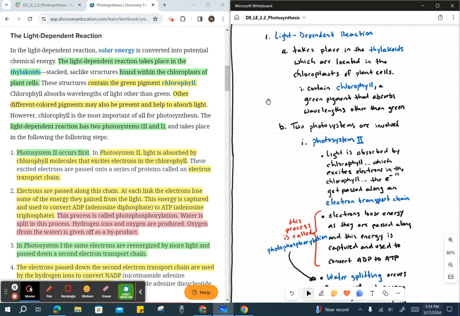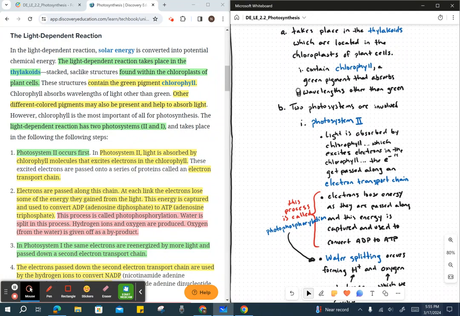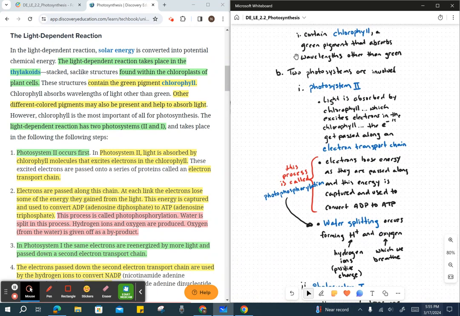You need to take a look at the resources you have on Discovery Education to understand some of these terms. It does take place in stacked-like structures called thylakoids. Okay, and these are located inside chloroplasts of plant cells. It's inside of these that you find a molecule called chlorophyll. And chlorophyll, obviously, when you slide on the grass, you get a grass stain. That's chlorophyll. That's that green molecule.